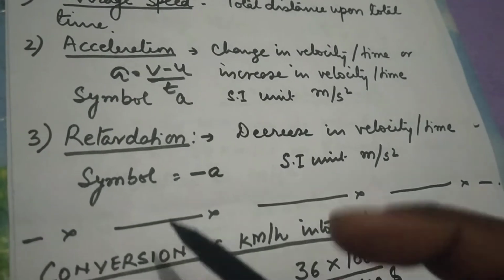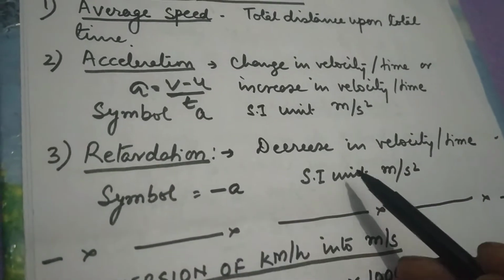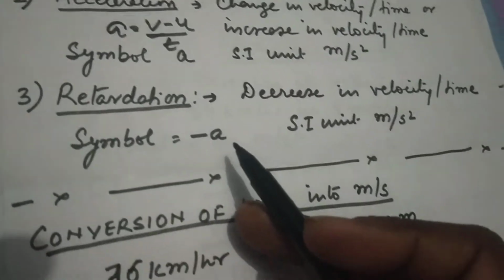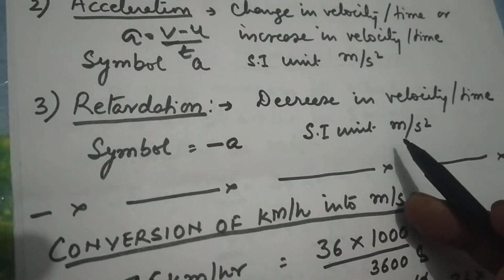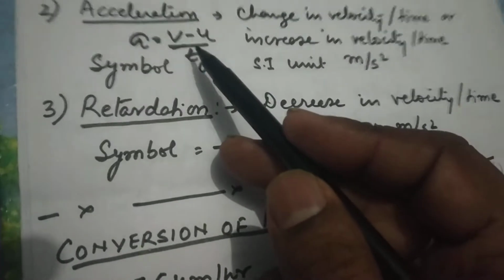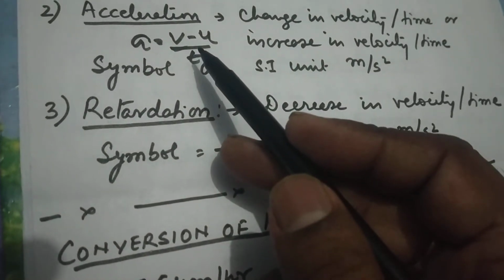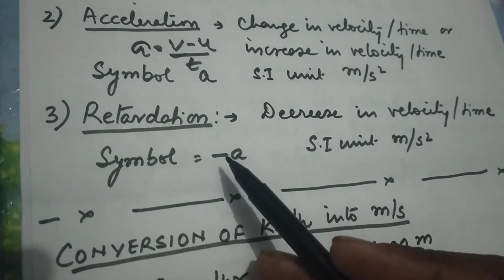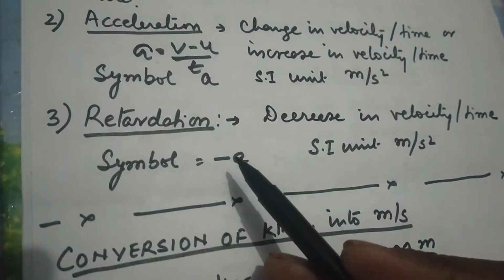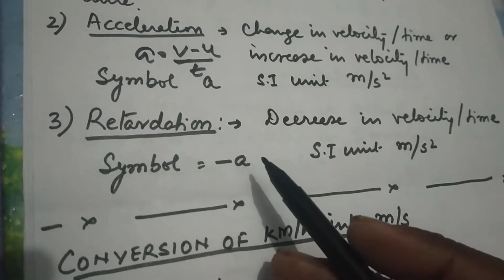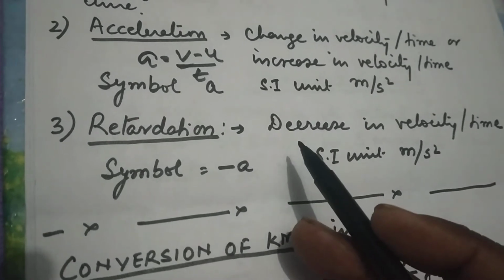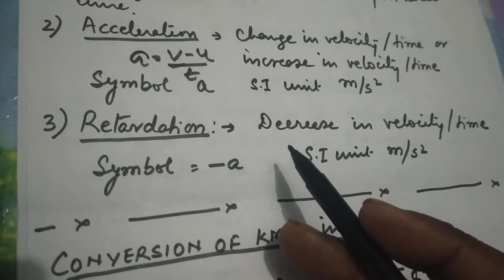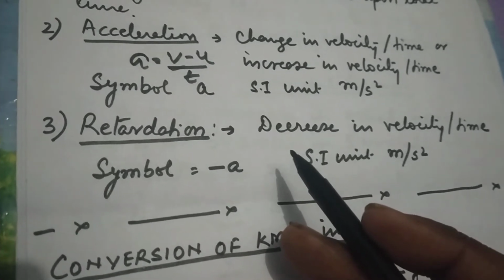Third is called retardation. Retardation is the decrease in the velocity upon time. The symbol used will be minus a, and the SI unit will be the same. Always remember that acceleration is normally used for the increase in the velocity, and retardation is negative acceleration, so it is used for decrease in the velocity. By this time all this topic should be clear to you, and any other queries should be conveyed to us during the Zoom session.